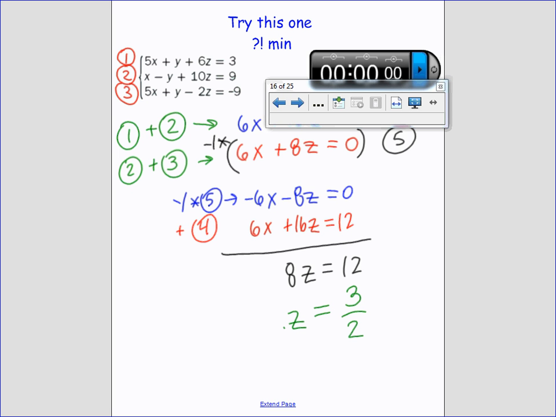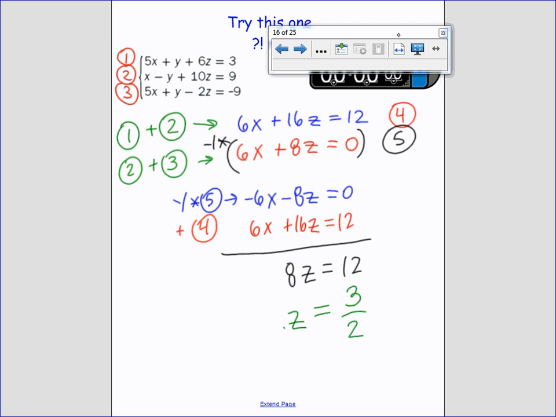I can now go back to either of my two variable equations that has a z in it in order to figure out what x is. And so I'll purposely choose this red equation number 5. So I'm going to plug this into number 5.